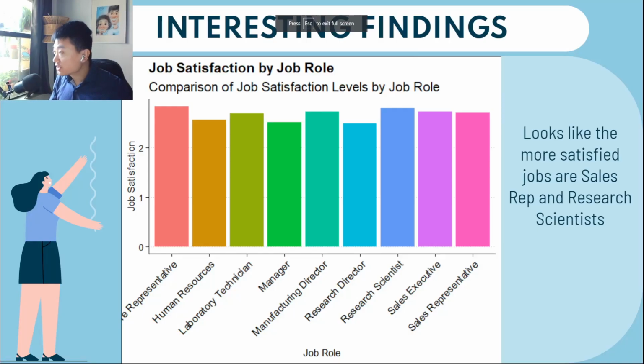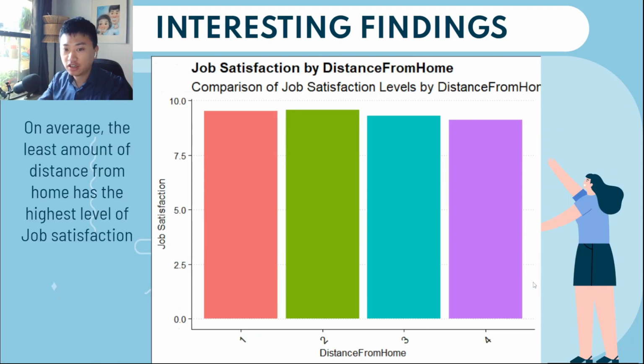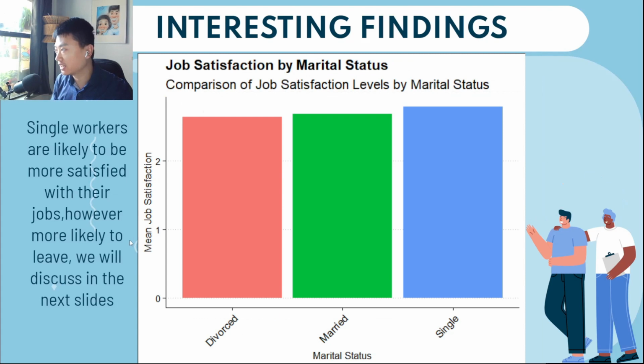All right, here are some interesting findings along the way. The most satisfied job roles in the company are the sales representative and also the research scientist. Also, the further away you are from work, the less satisfied you are going to be at work, which is very interesting. You have to live closer to where you work to be more satisfied. Single workers are also more satisfied on the job.